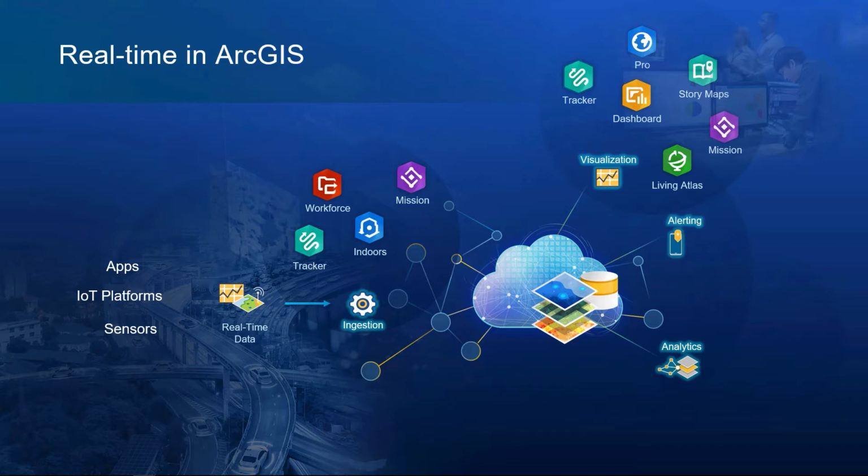Mission for ArcGIS allows both mission workers to see each other's locations and for the home office to maintain awareness of where all the workers are. And ArcGIS Pro has recently added broader support for real-time and big data visualization. Let's look at that briefly.